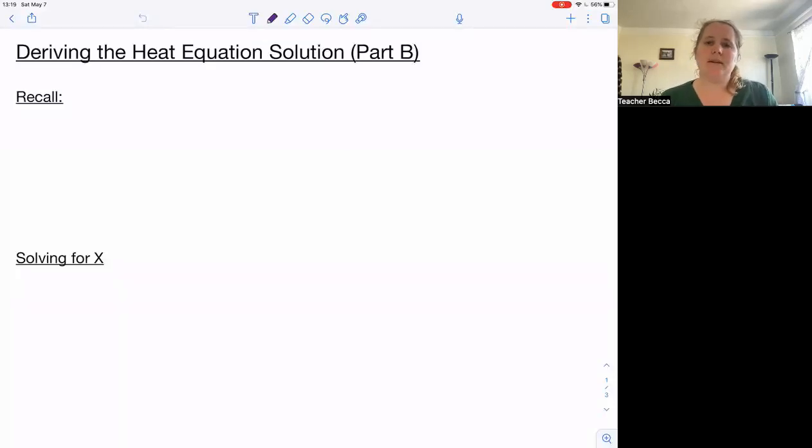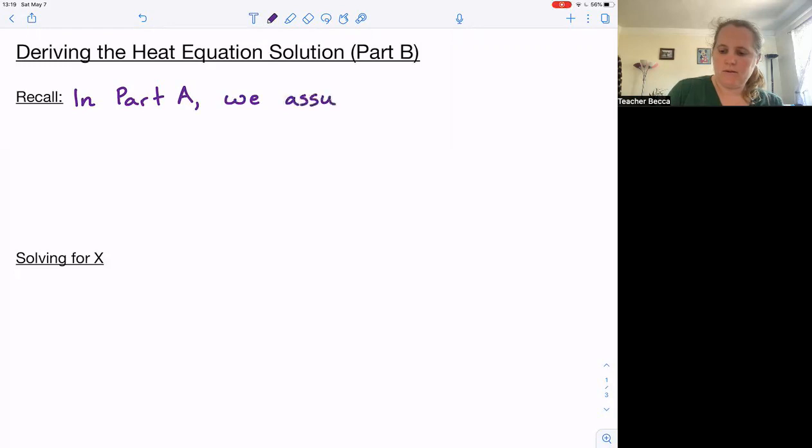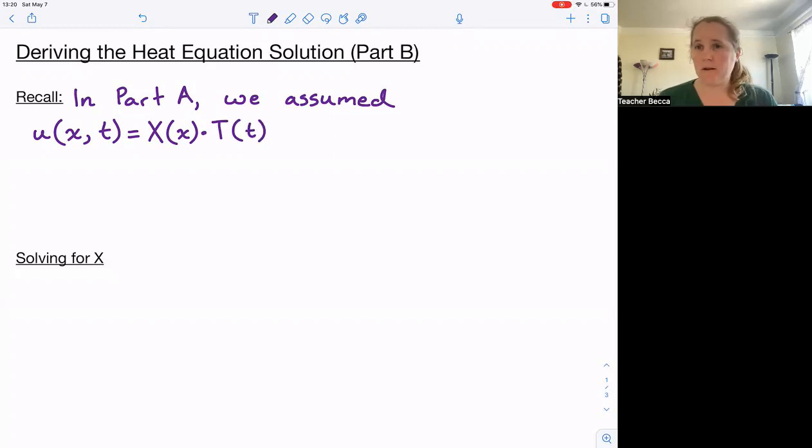Welcome to Deriving the Heat Equation Solution, Part B. So recall in Part A, we assumed that u of x,t was a capital X of x times a capital T of t. And we essentially had broken the problem down to two problems.